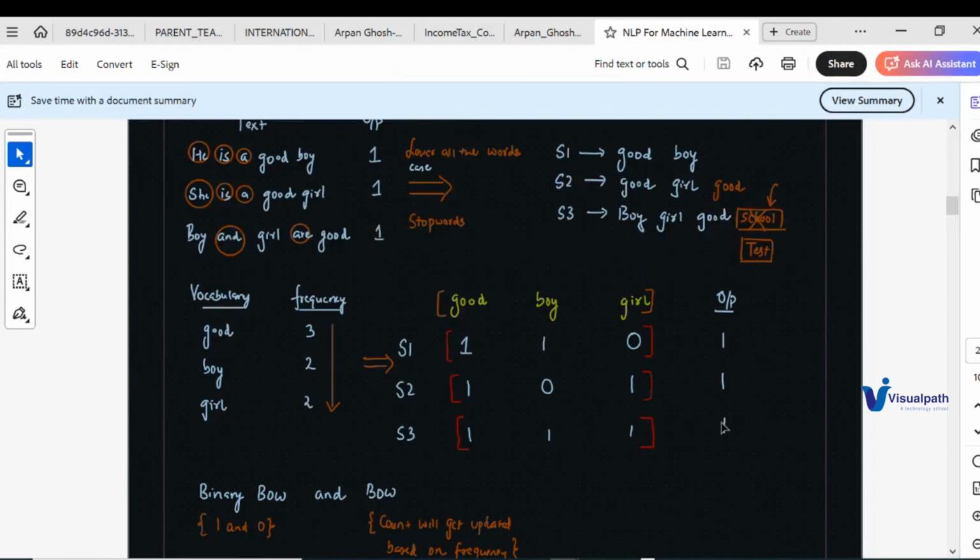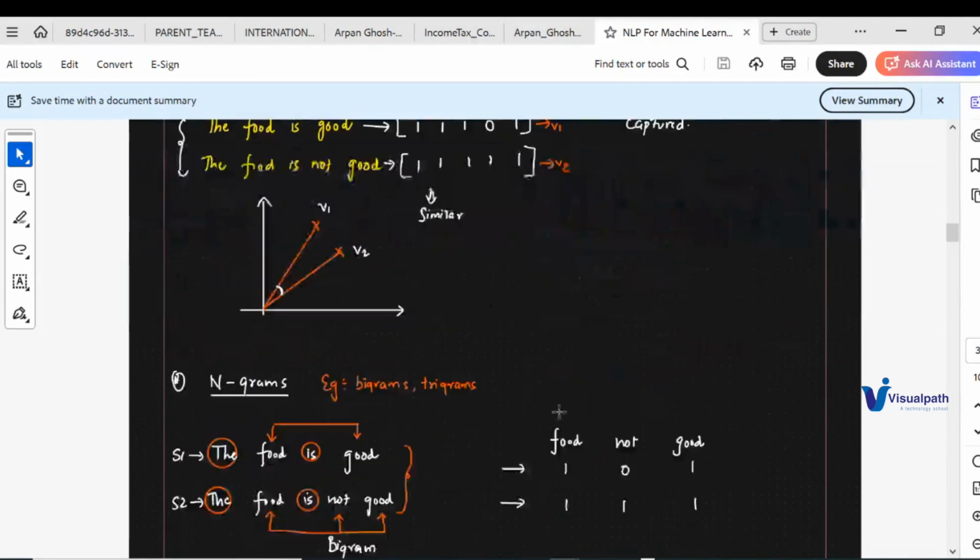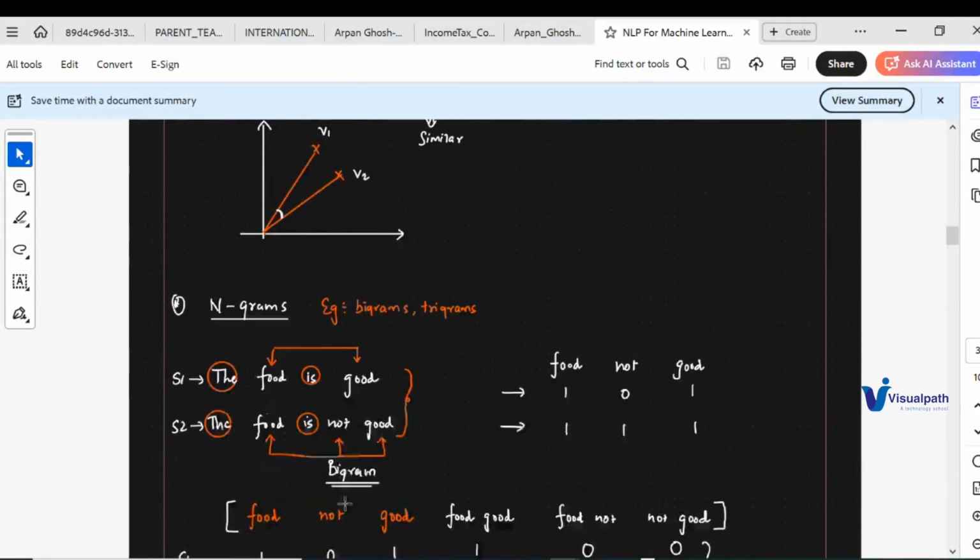Okay, got it, Arpan. The sparse matrix was reduced, but it also does not capture the context. Now they also made an improvement. They introduced a term called n-gram, like bigram, trigram. What does this mean?